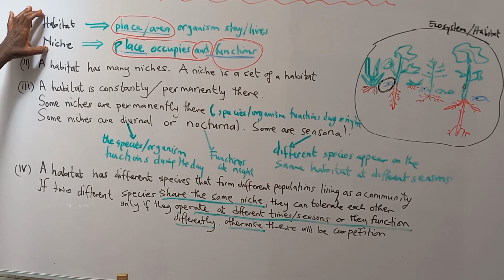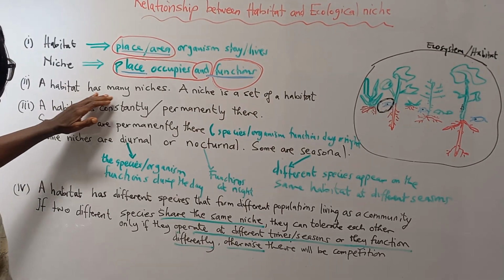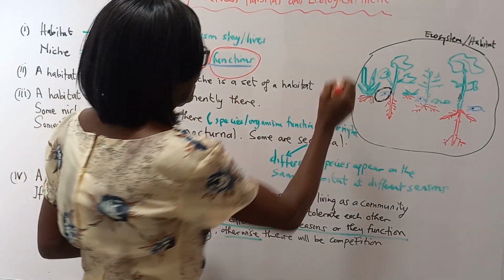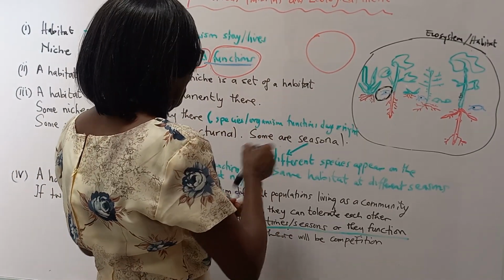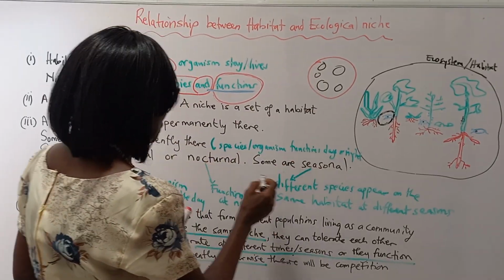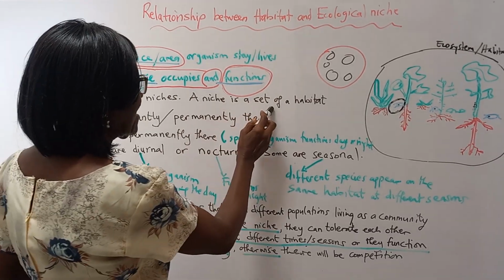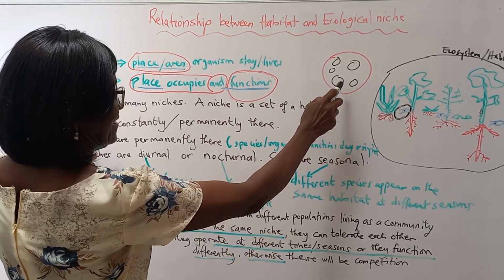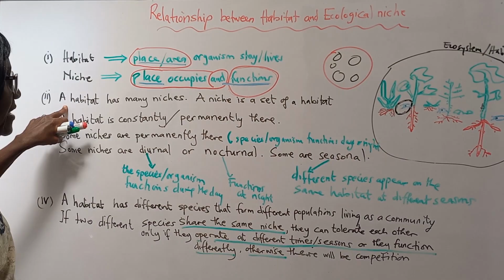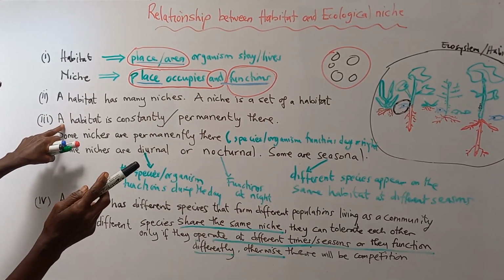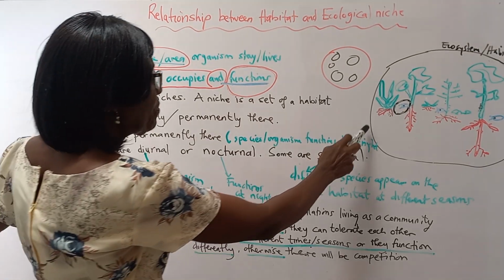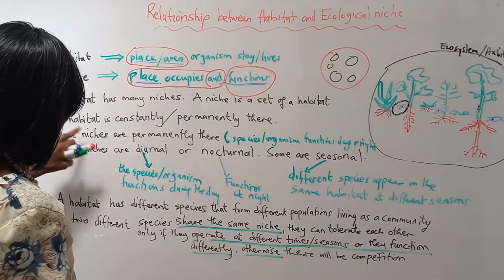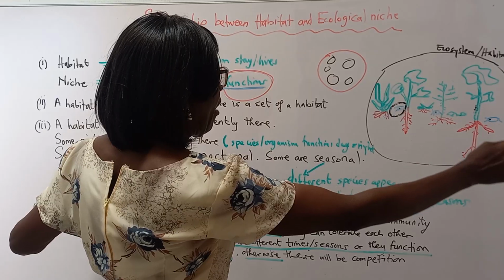Now again, another relationship: a habitat has many niches. So we can have a habitat like this, and it will have a number of niches, and so a niche is a subset of a habitat. So a habitat is a superset of a niche. That is it. Then you can also see that a habitat is permanently there. If this is a habitat, it's there as a habitat. But some niches are always there.